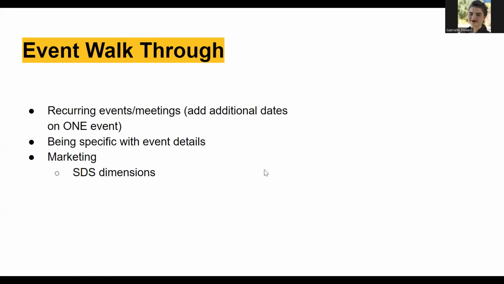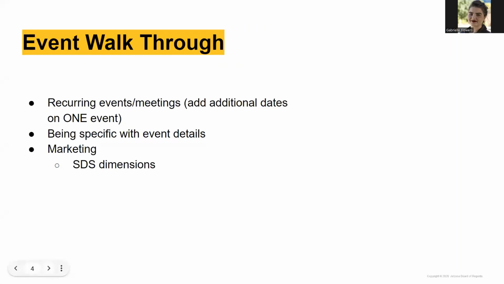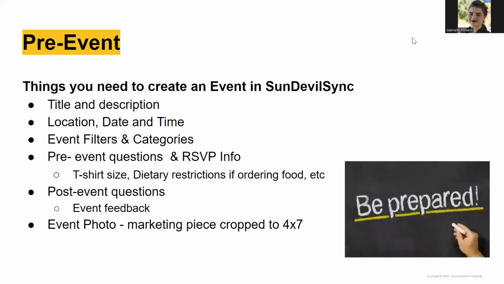So like Alex said, you can do the recurring events, the meetings, the one additional dates, be specific with your event details, and then the marketing. We'll go a little bit after that, or the next slide is, oops, sorry. There we go. So the pre-event, so things you need to know and things you need to have in order to create your event in Sun Devil Sync. So Alex did a great job going through that. And so here's the things that you just want to make a list of, check off as you go to make sure that you have all the things that you need to have in order to create an event.